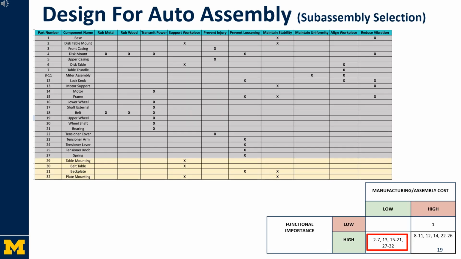For automated assembly, we selected the subassembly of the table mounting, the belt table, the back plate, and the plate mounting. The function component mapping matrix shows that these parts all share functions that would provide the opportunity for part consolidation.